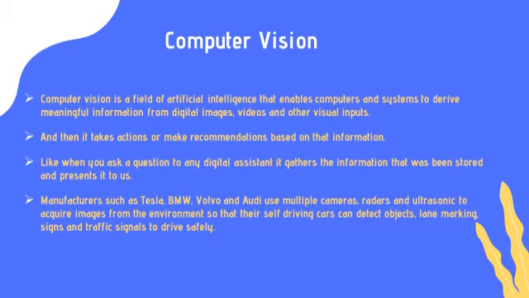Manufacturers such as Tesla, BMW, Volvo, and Audi use multiple cameras, radars, and ultrasonic sensors to acquire images from the environment so that their self-driving cars can detect objects like lane markings, signs, and traffic signals to drive safely.